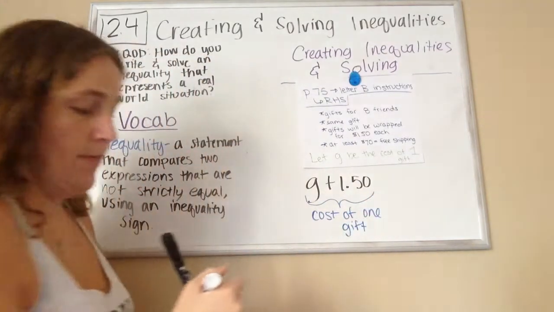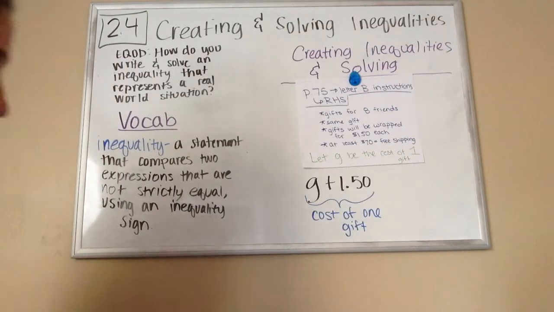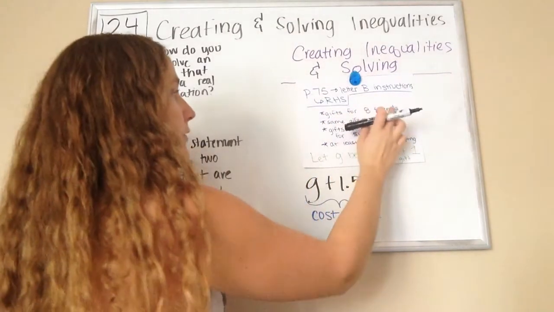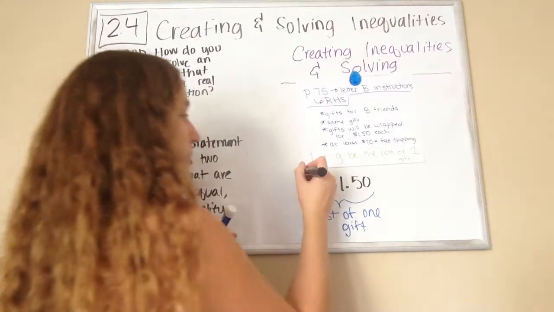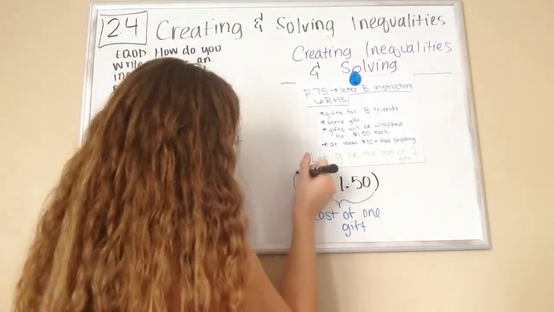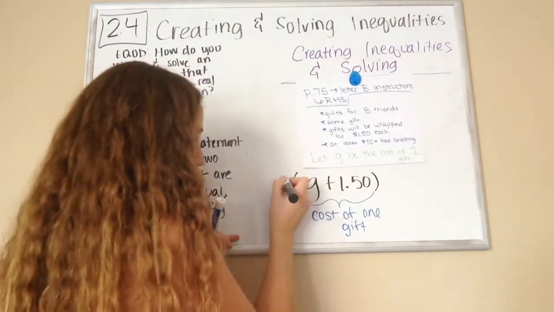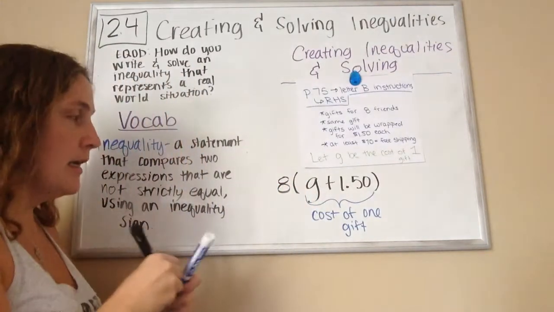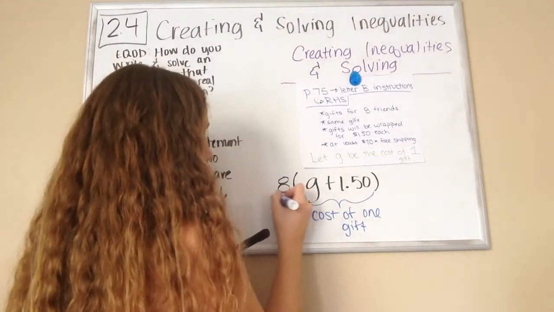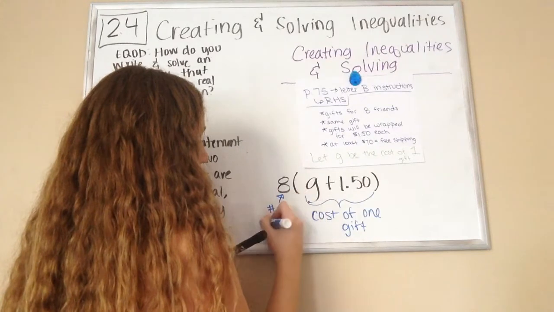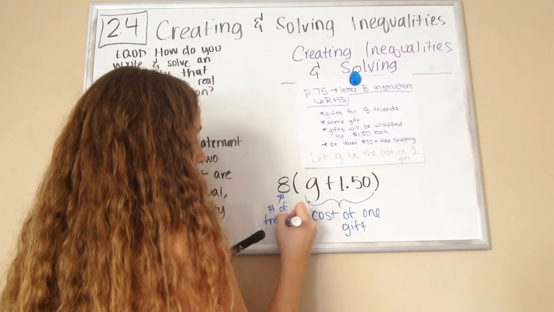Awesome. And how many of those is he getting? Okay, well, he needs gifts for 8 friends. Okay, we have to multiply the whole thing, not just part of it, the whole thing by 8. Why 8? Because he has 8 friends, right? Number of friends. All right.